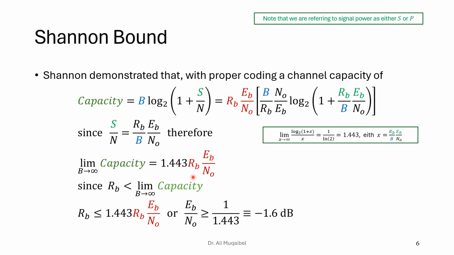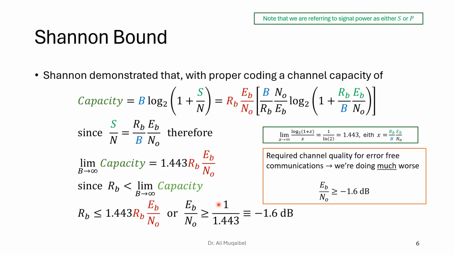And this is why we're saying that no matter how much the bandwidth is, the minimum that you can communicate with to make sure that the rate is less than the capacity, or to have a positive capacity, is that EB over N naught should be greater than or equal to minus 1.6 dB. So this is the minimum signal EB over N naught that we can tolerate in communication. The required channel quality for error-free communication is that we must have EB over N naught greater than or equal to minus 1.6 dB. So if this is the case, we can have some capacity.